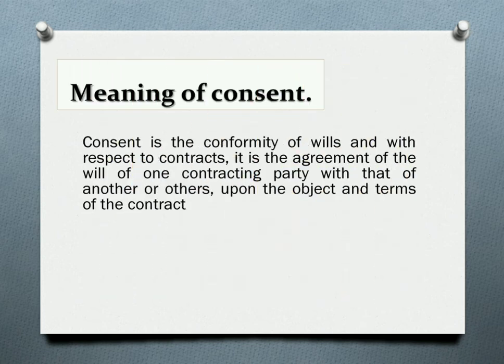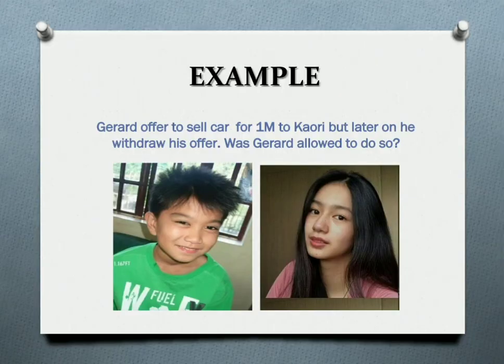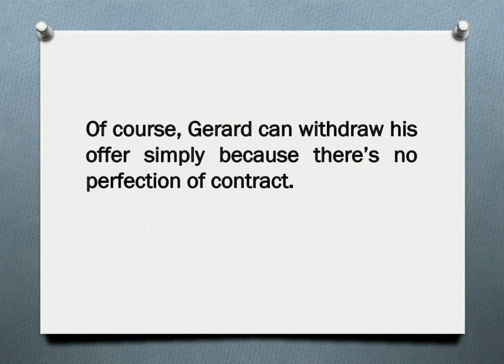Meaning of consent. Consent is the conformity of wills in respect to contracts. It is the agreement of the will of one contracting party with that of another or others upon the object and terms of the contract. For example, Gerard offered to sell a car for 1 million to Cowrie, but later on he withdrew his offer. Was Gerard allowed to do so? Of course, Gerard can withdraw his offer simply because there's no perfection of contract. Hanggat hindi ina-accept ni Cowrie, walang matatawag na contract, kaya pwede pang mag-withdraw si Gerard ng offer niya.